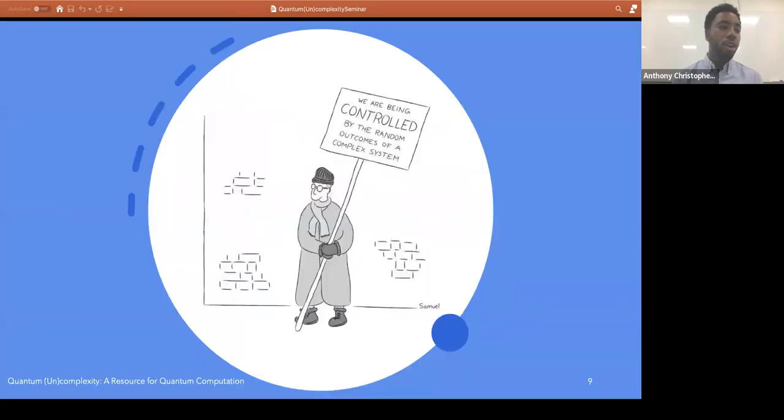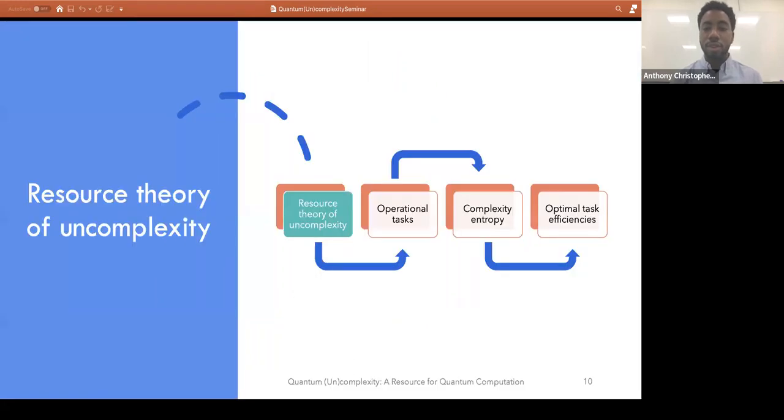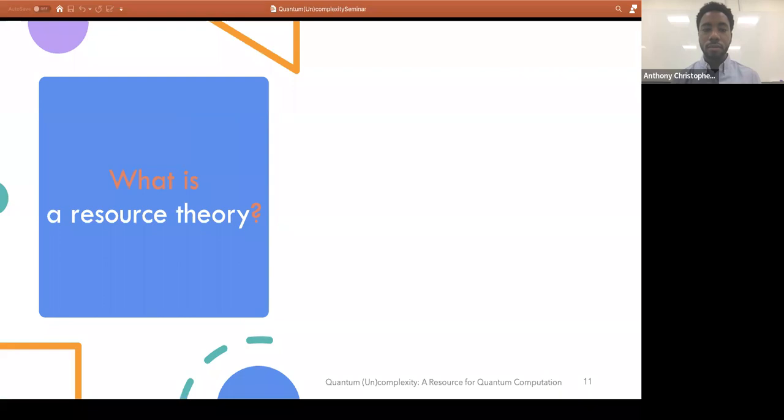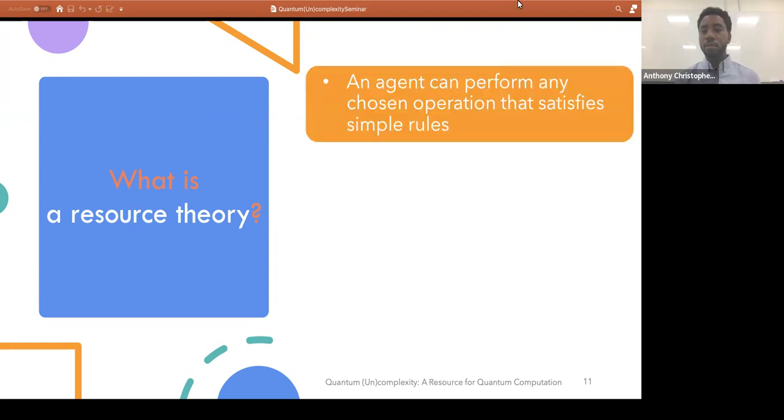Okay, so now let's move on to the first topic of the talk. This is the resource theory of uncomplexity. Before we talk about the resource theory of uncomplexity, let's just establish what a resource theory is. A resource theory is a rather straightforward but very useful and powerful concept. In a resource theory, an agent can perform a chosen operation that satisfies some simple rules. Now, this notion of simplicity is just in the context of whatever rules are provided.